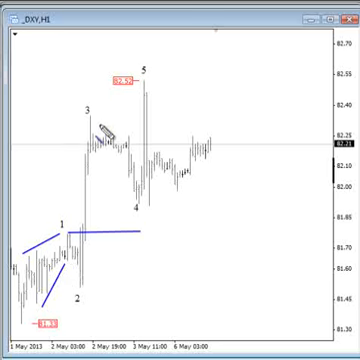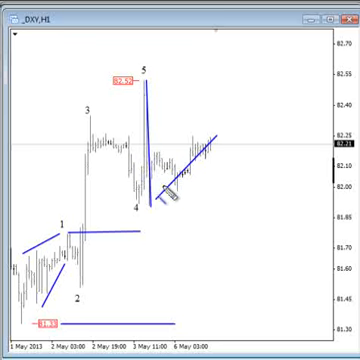So if our wave counts are correct, then we know that the current pullback should unfold in 3 waves, and this pullback must not retrace more than 81.33, which is the start point of this 5-wave rise. Okay, so I believe this was a wave A.